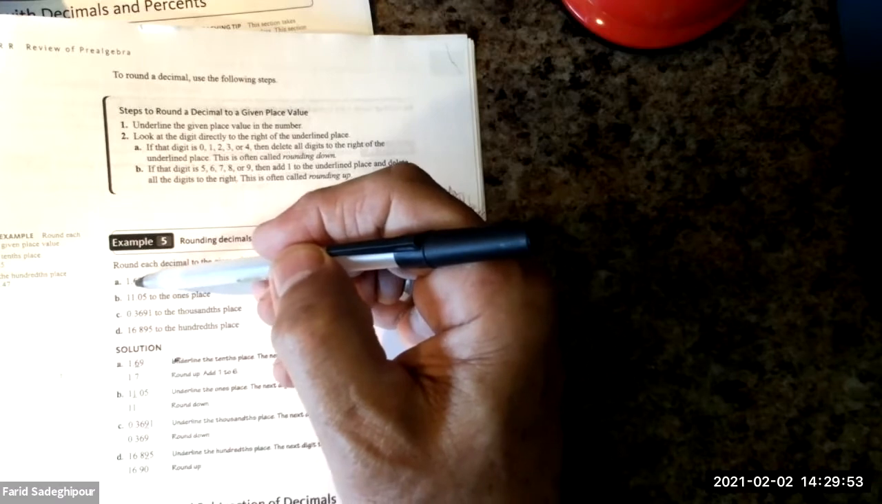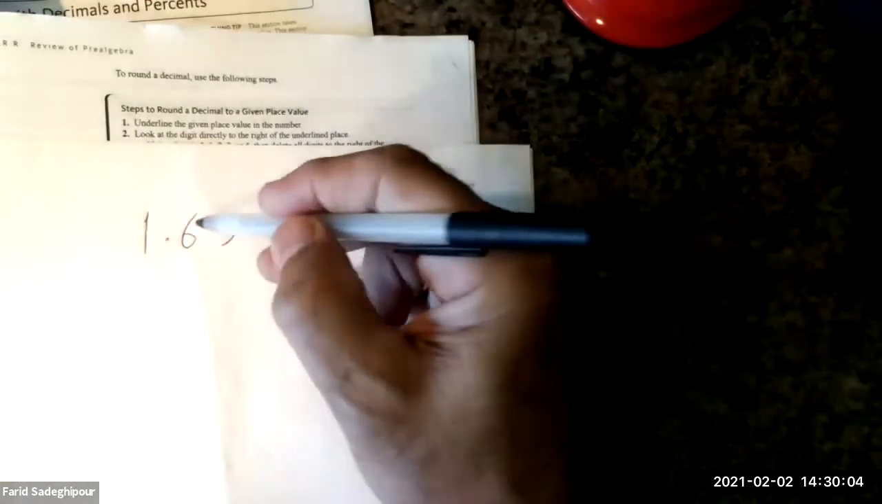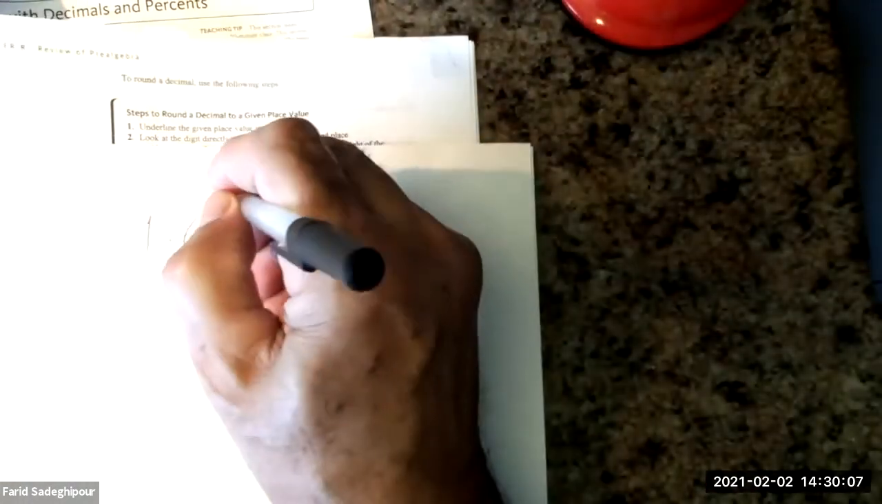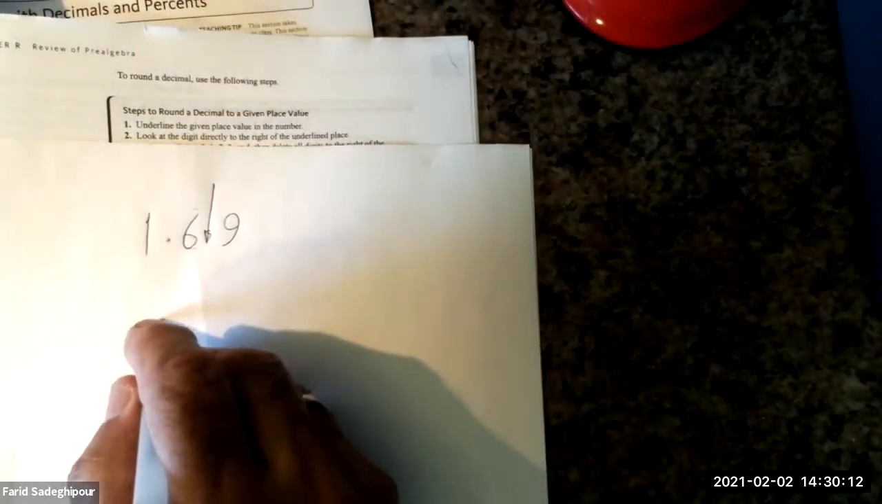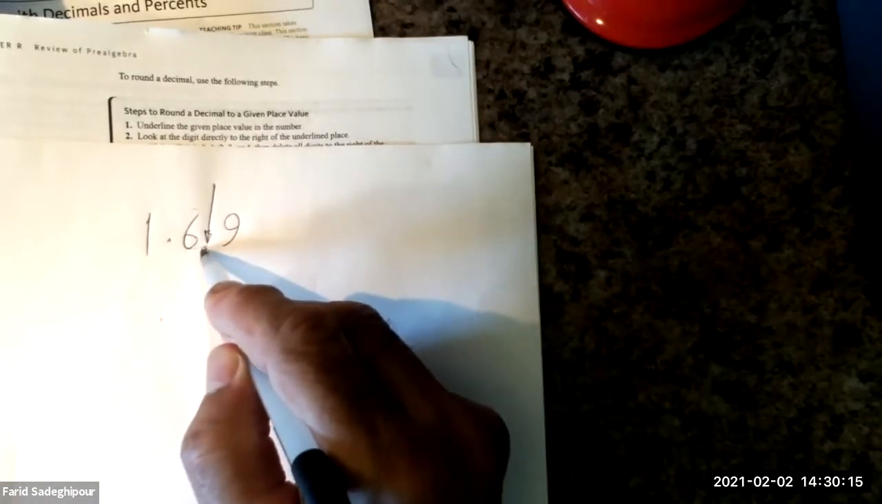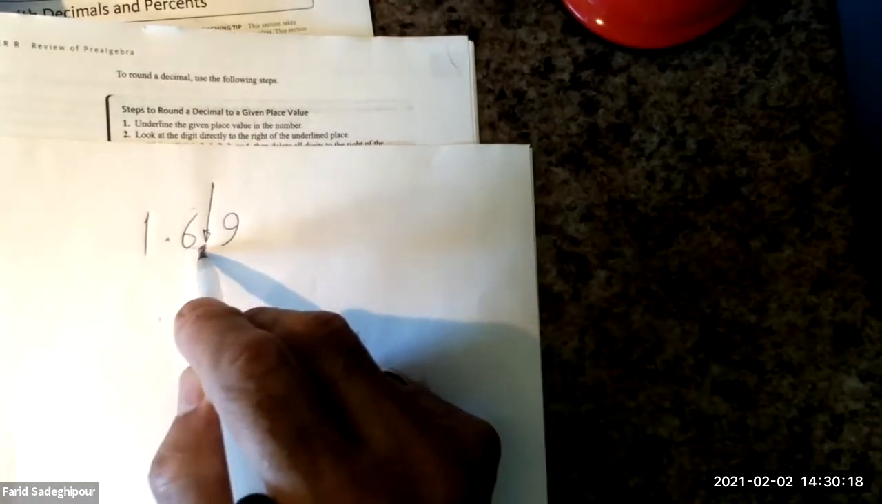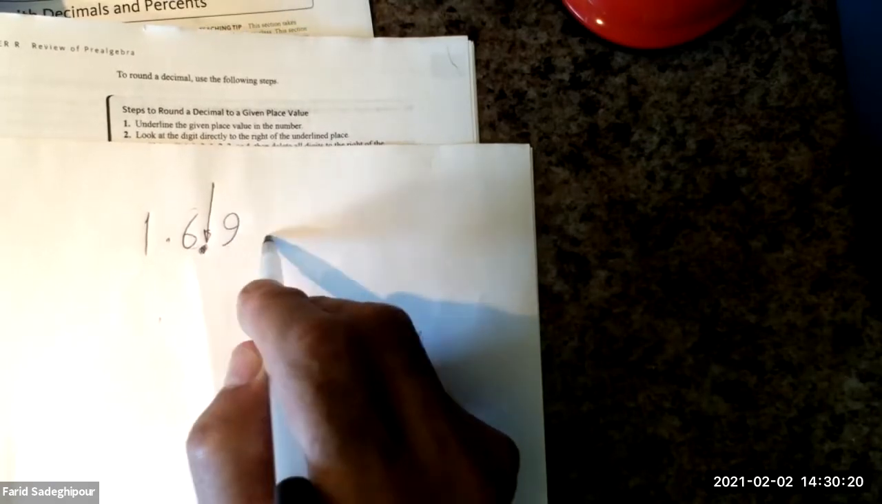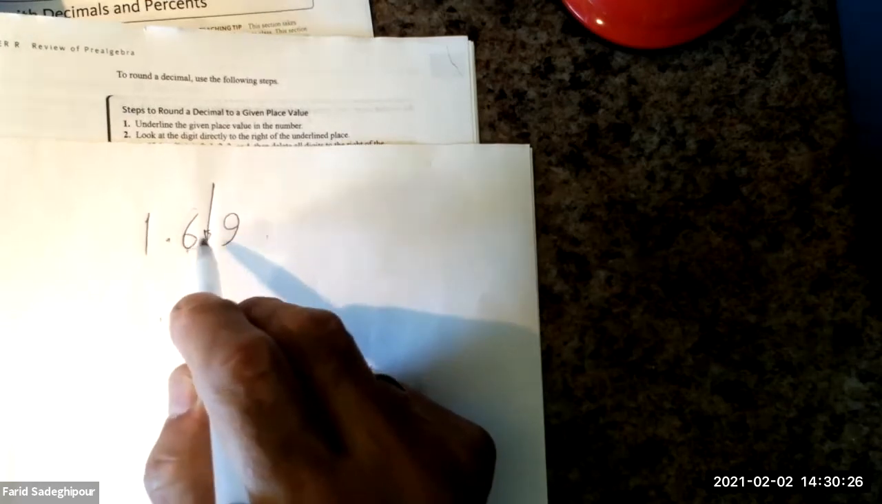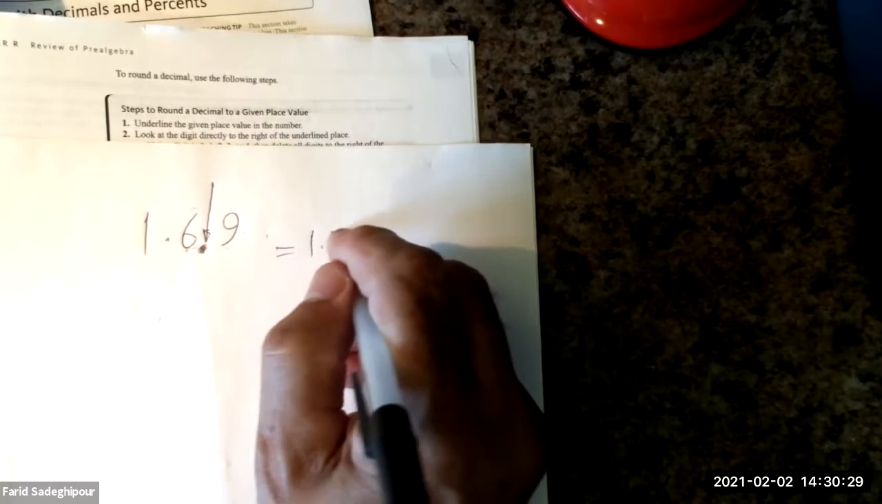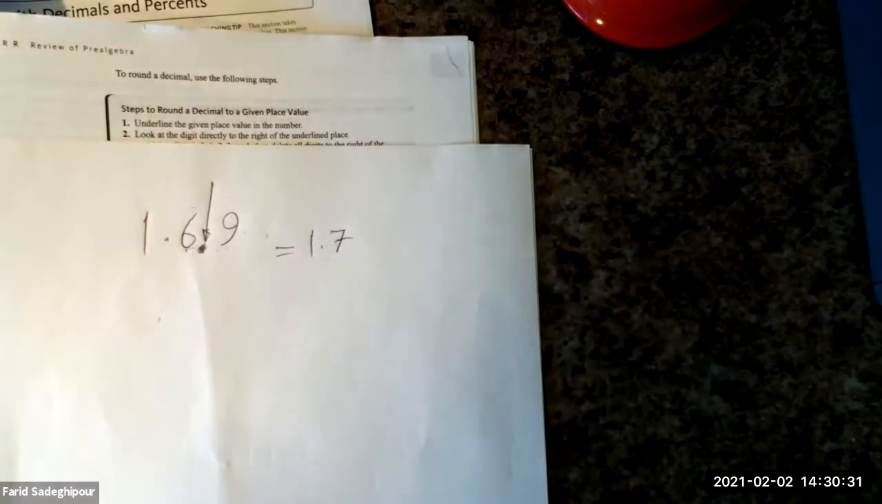Now, if I have 1.69 and I want to write just one digit after the decimal, that means I want to put the decimal right here. In that case, if the number after this is 5 and above, like this, then you add one to this digit. So rounding this gives 1.70.